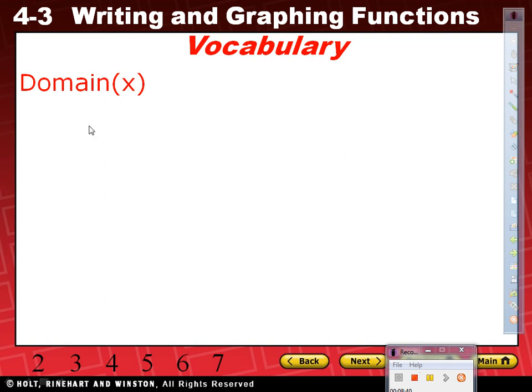The domain is the independent variable. The domain is the independent variable. Tell your neighbor what the domain is.